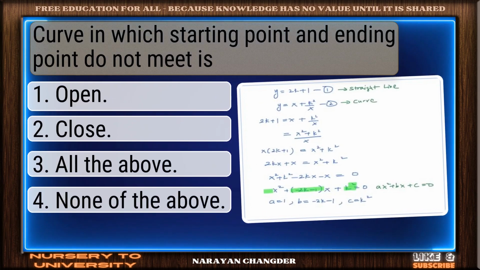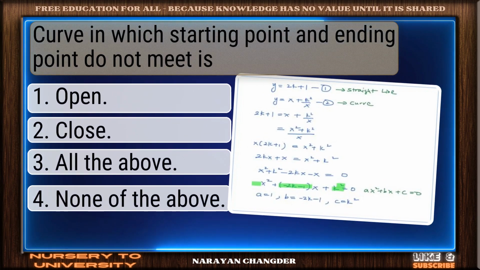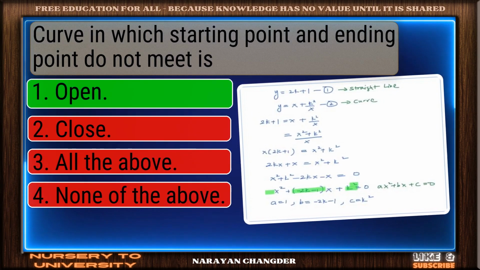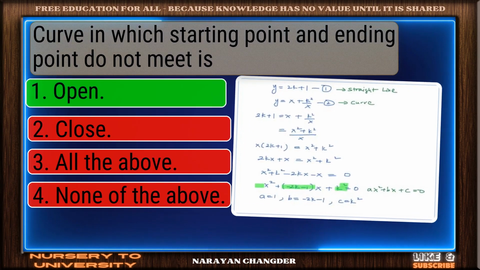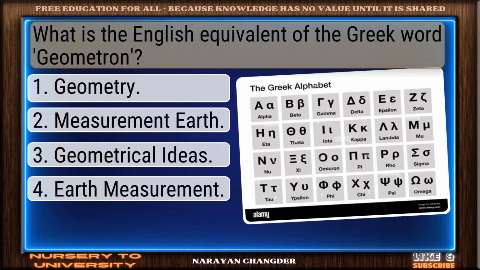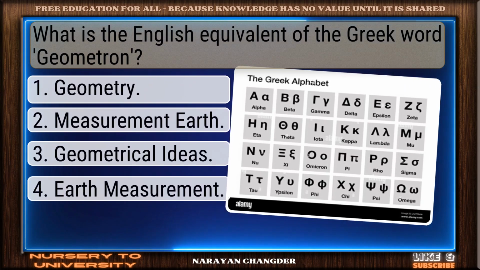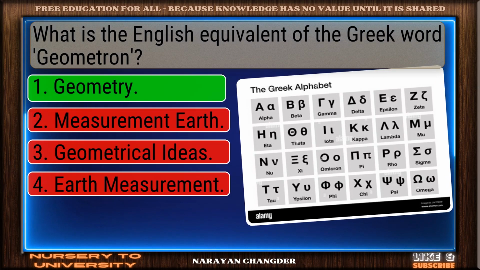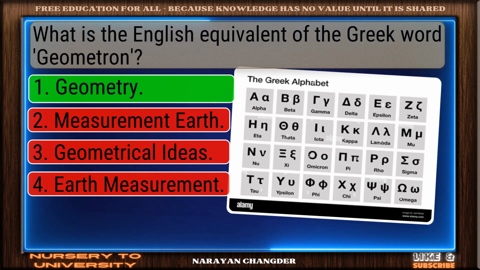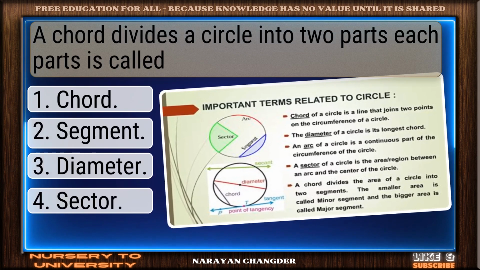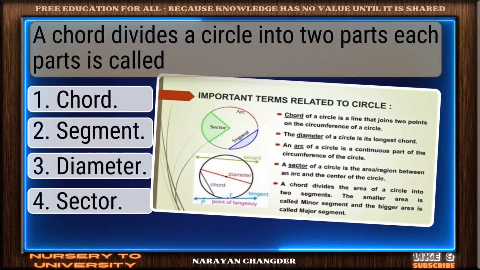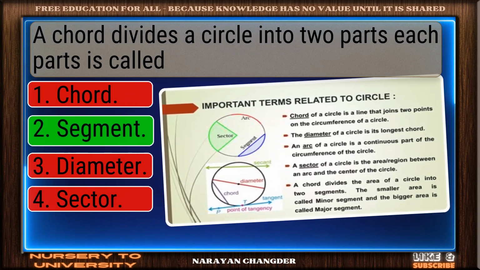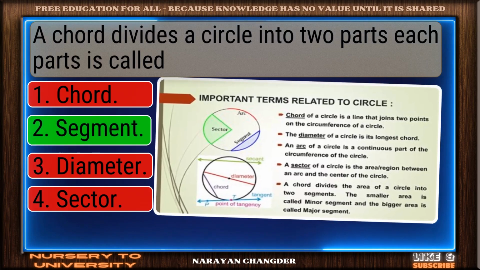Curve in which starting point and ending point do not meet is. Great thinking. Open is the right choice. What is the English equivalent of the Greek word geometron? Smart pick. Geometry is the correct choice. A chord divides a circle into two parts. Each part is called. Nicely done. Segment is a solid answer.